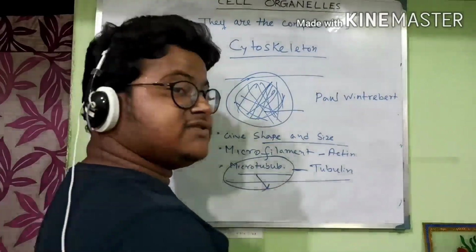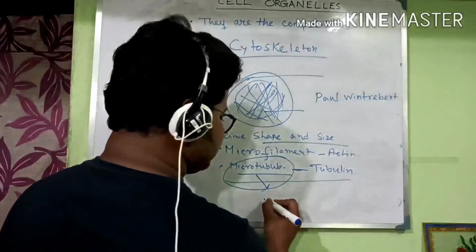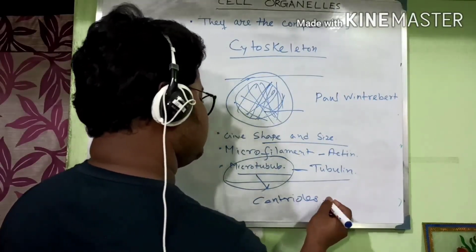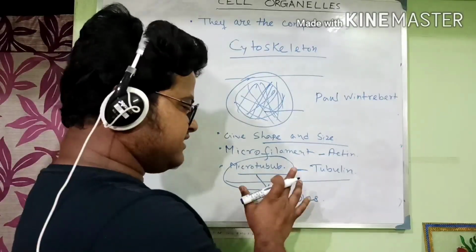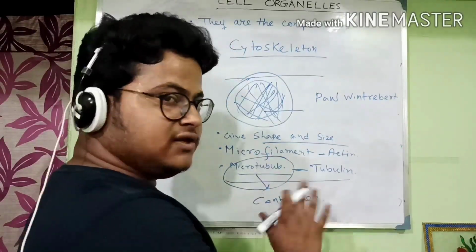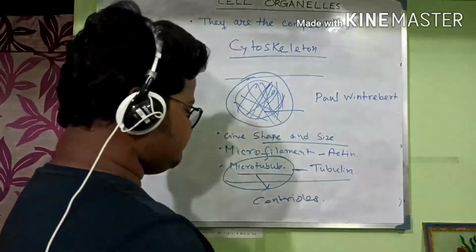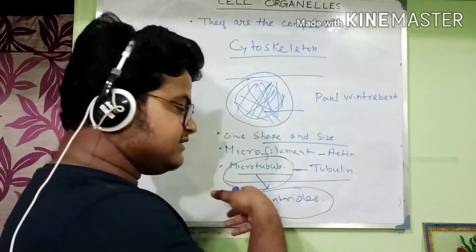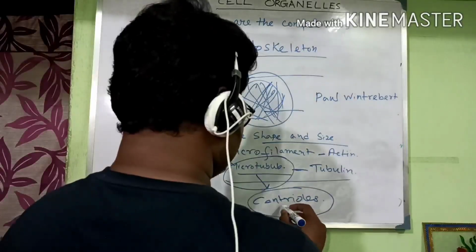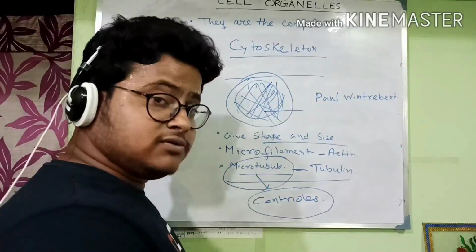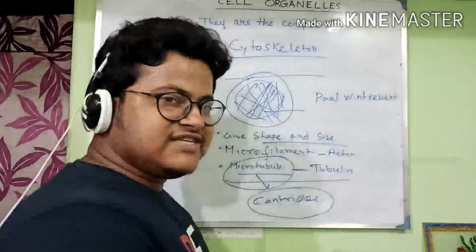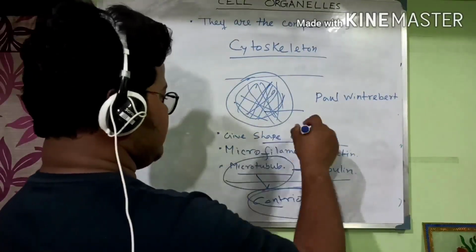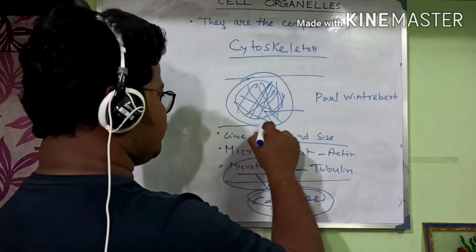Microtubules form another cell organelle known as centrioles. Centrioles are present in the animal cell, not in the plant cell. We will make a separate video including centrioles and centrosomes. Okay, so what is the job of centrioles? The job of the centriole is to help in microtubule formation.